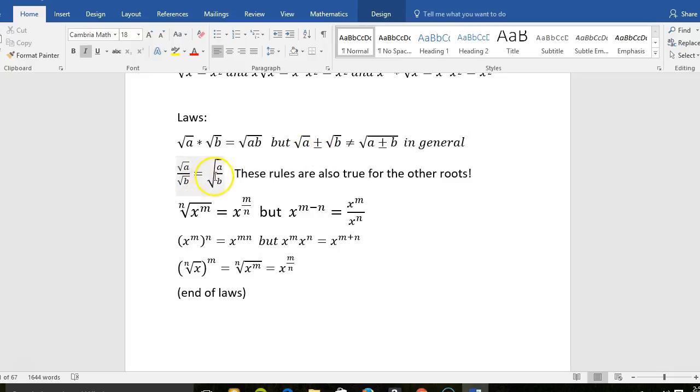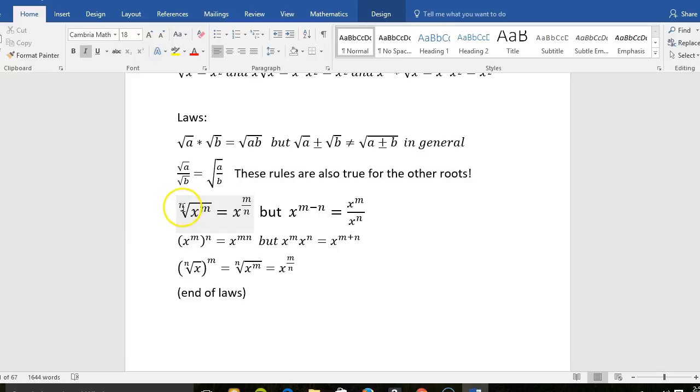And this right here is true as long as b is not 0. If b is 0, we're in trouble. Nothing makes sense anyway. We can't divide by 0 on the bottom. Okay, and notice this is true for the other roots. Like the cube root of a times the cube root of b is the cube root of ab. You have to stick with the root that you pick. You can't jump from cube roots to square roots, for example. The fourth root of a times the fourth root of b is the fourth root of ab. The fifth root of a times the fifth root of b is the fifth root of ab, and so on. It's true for the other roots as well.